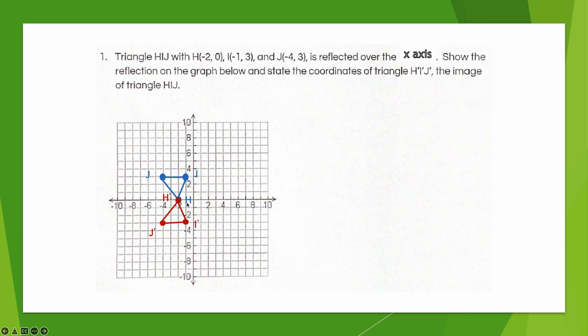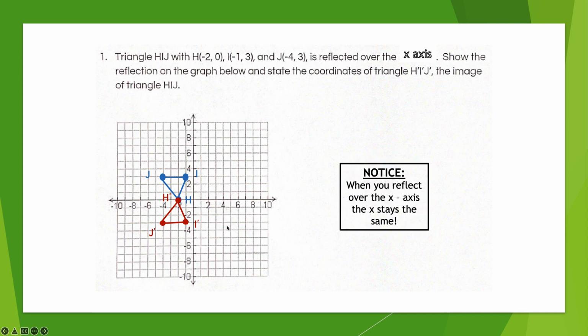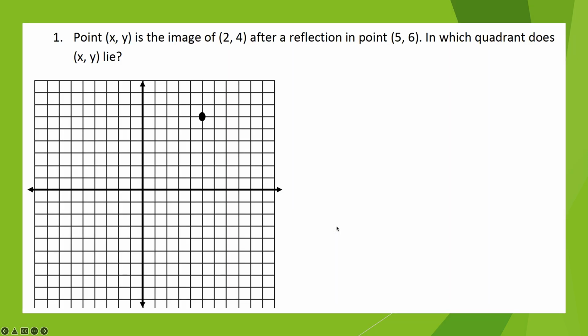Count 3 down for I. 3 more down is I prime. J, 3 down, 3 more down is J prime. H is actually going to stay exactly where it was. When you reflect over the x-axis, the x stays the same, the y gets negated.